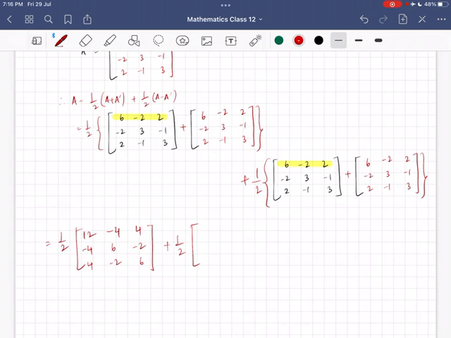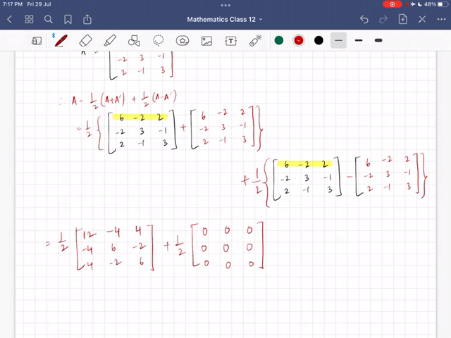So 6 minus 6 is 0, minus 2 plus 2, that is also 0, 2 minus 2 is 0, minus 2 plus 2 is 0, 3 minus 3 is 0, minus 1 plus 1, 0, 0, 0, 0. So basically the 0 matrix is both a symmetric as well as a skew-symmetric matrix.